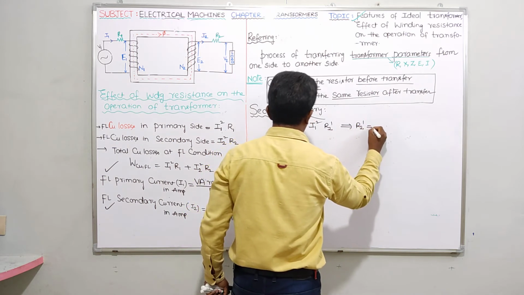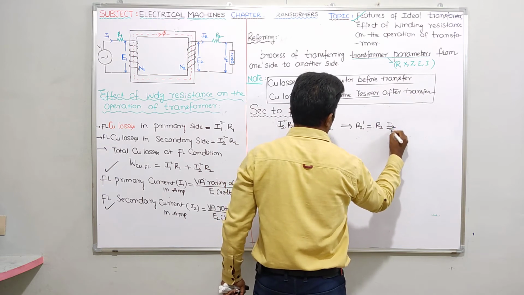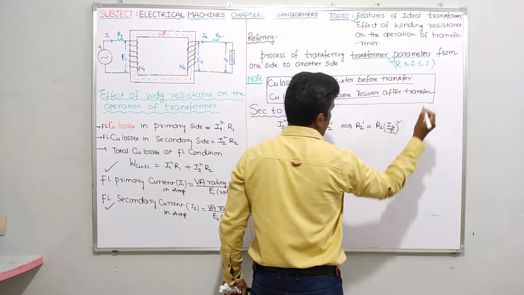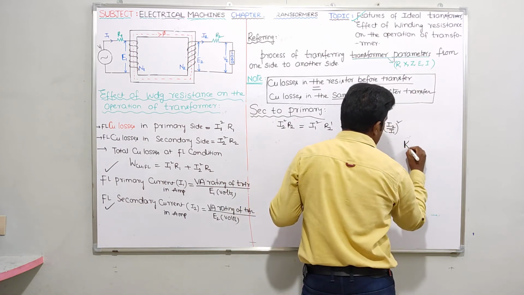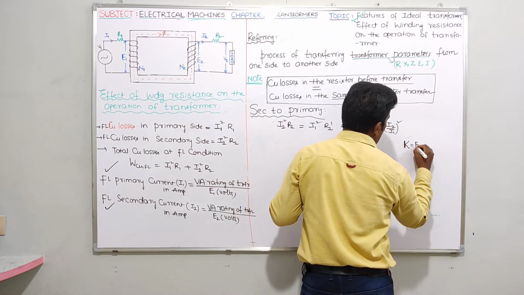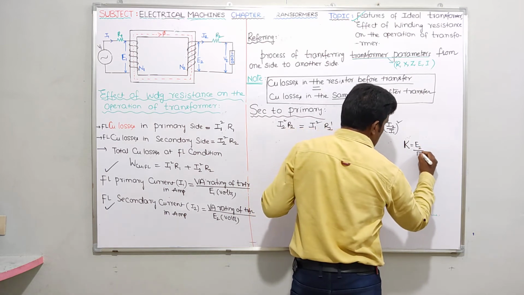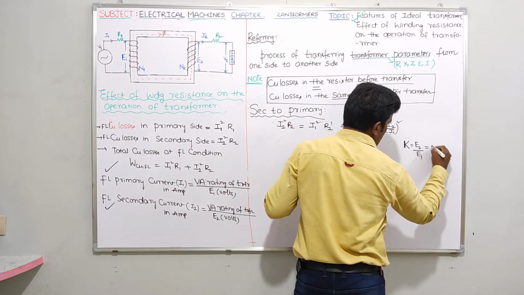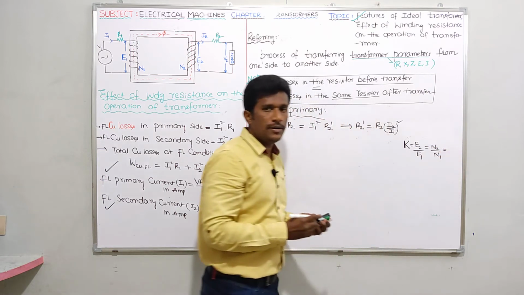R2 dash equals R2 into (I2 by I1) whole square. We know already, guys, the formula for the transformation ratio K, which I already explained in the EMF equation of transformer. E2 by E1 is equal to N2 by N1. Can you please tell me in terms of current?